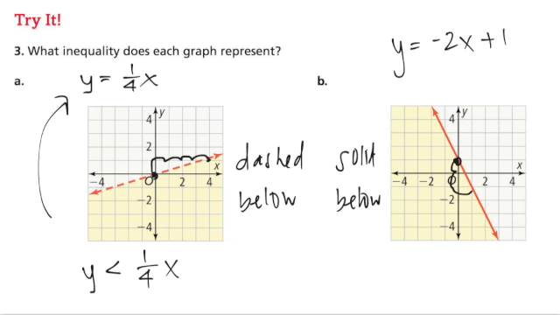This is my equation of this boundary line. It's a solid line, and the area below has been shaded. So I'm going to write that as y is, since it's below, that's going to be less than, because it's solid, it will be less than or equal to, and then the rest of my equation from the top, -2x plus 1.